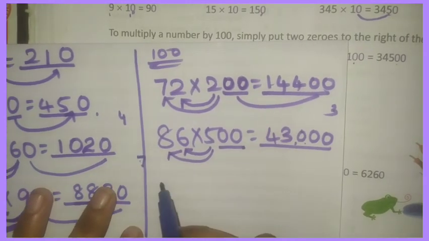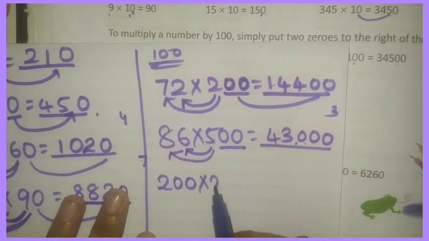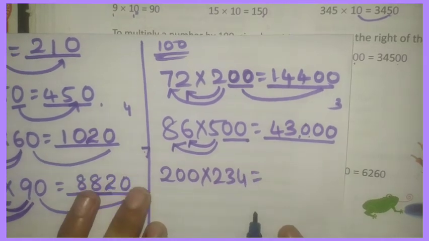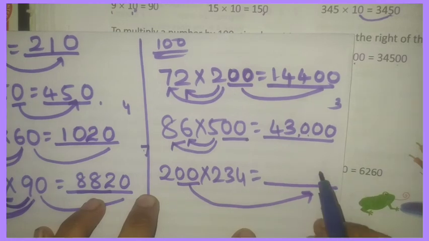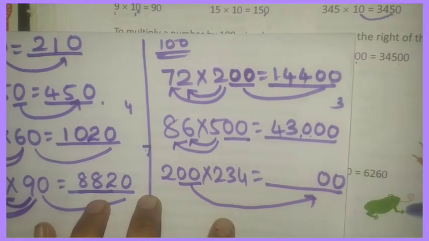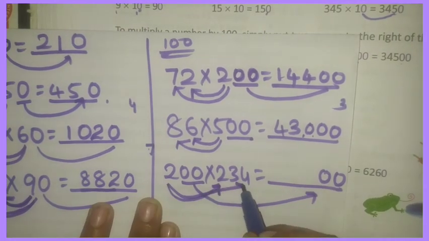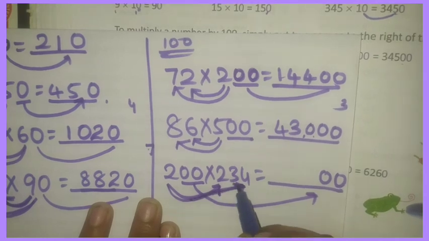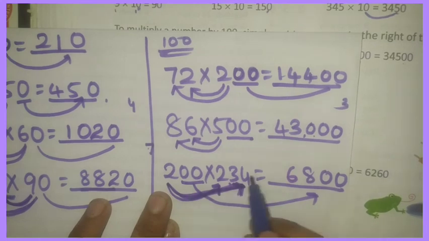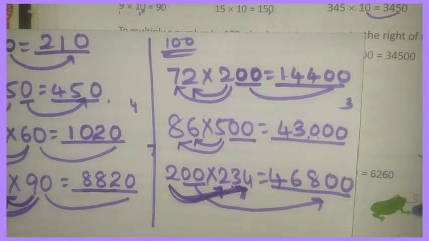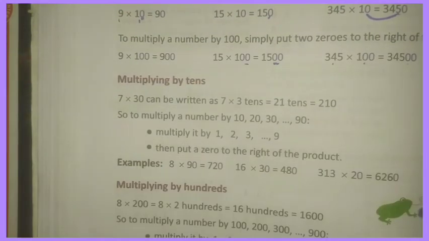For example, 200 into 234 is there. Here 2 zeros are given, no? So we can do this also directly. Here at the corner we will write these 2 zeros. First we will multiply here. 2 4s are 8. 2 3s are 6. 2 2s are 4. Like this you have to do.